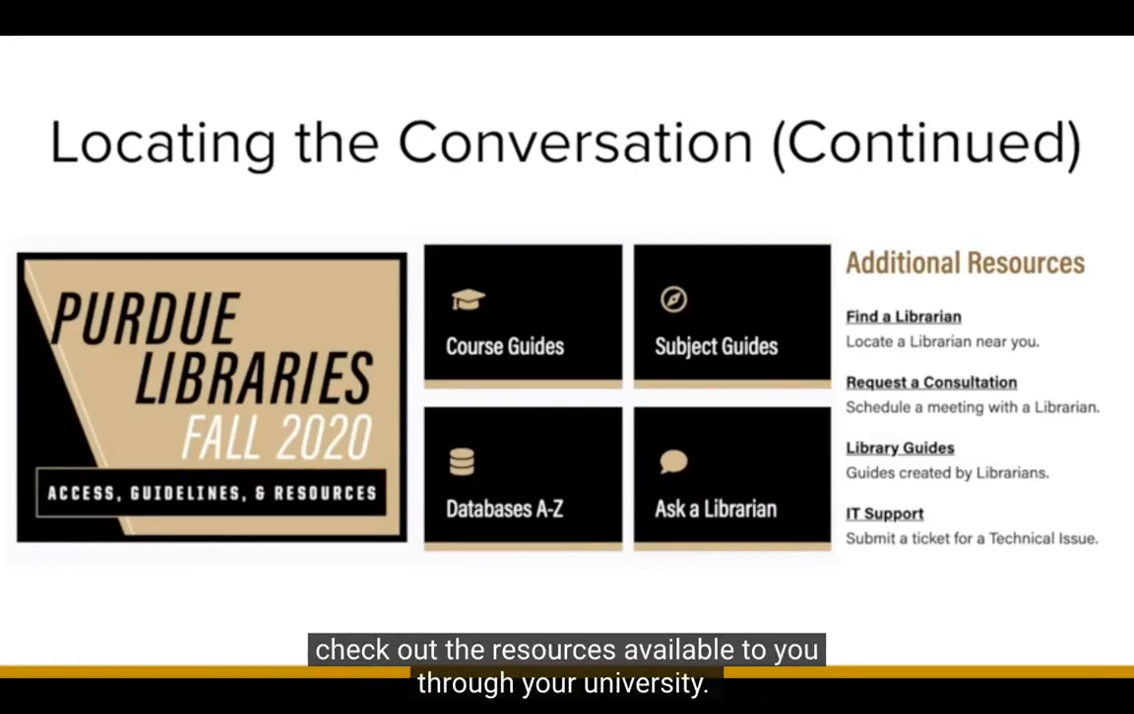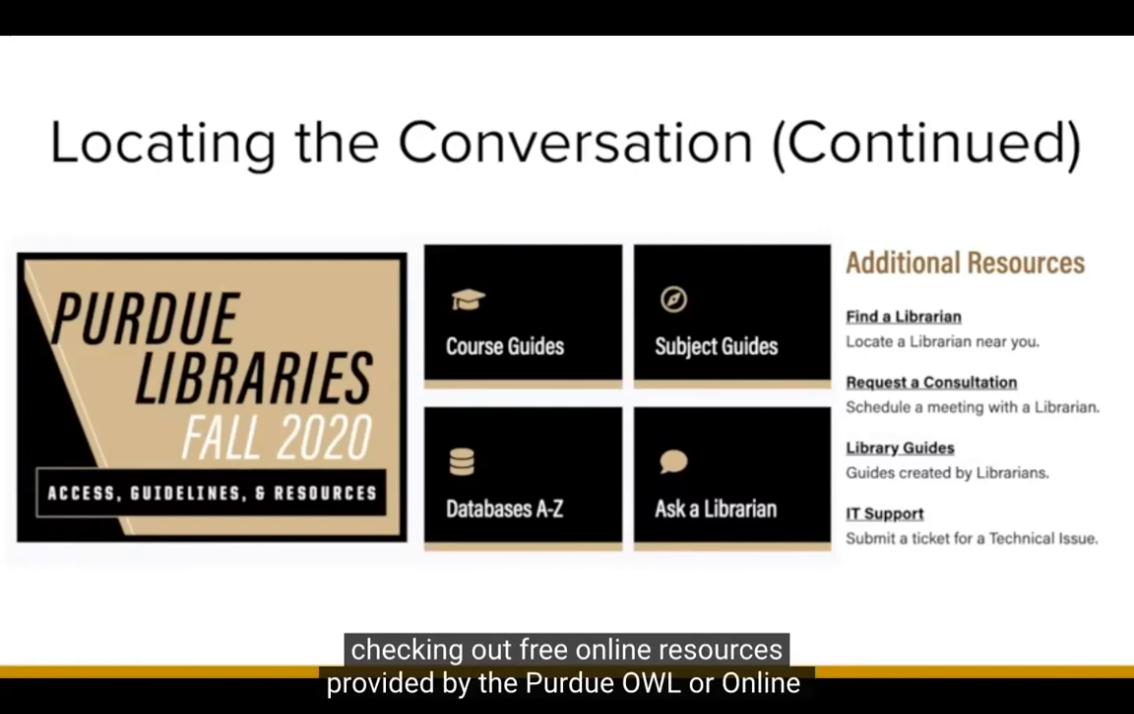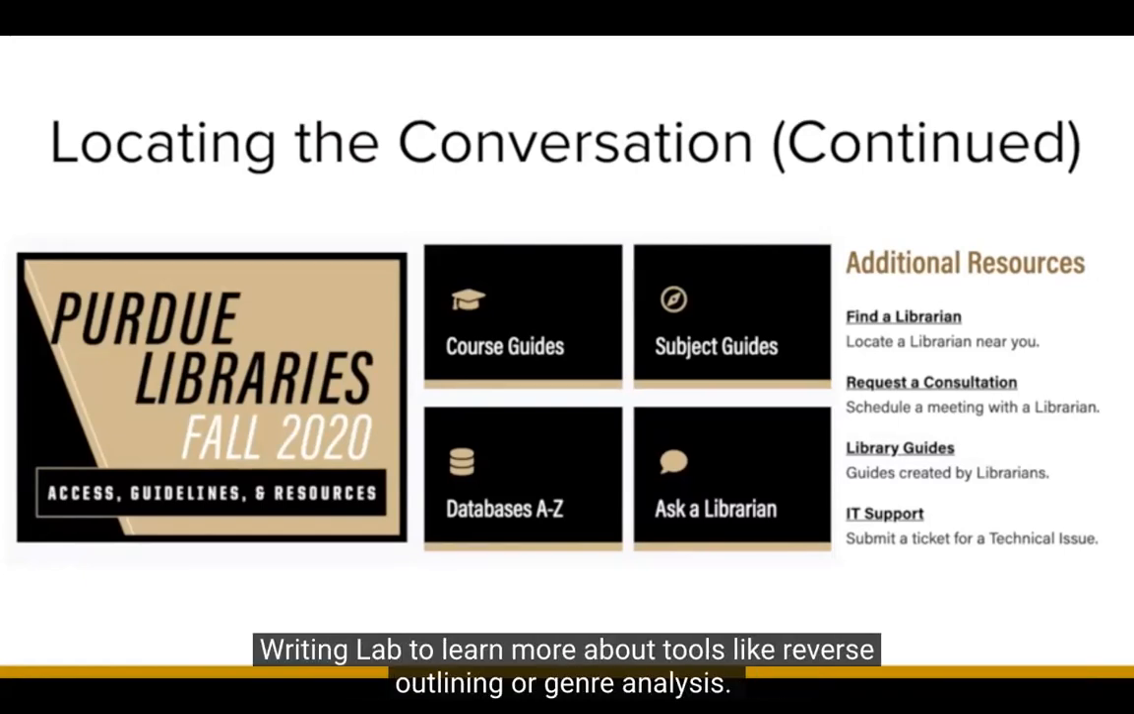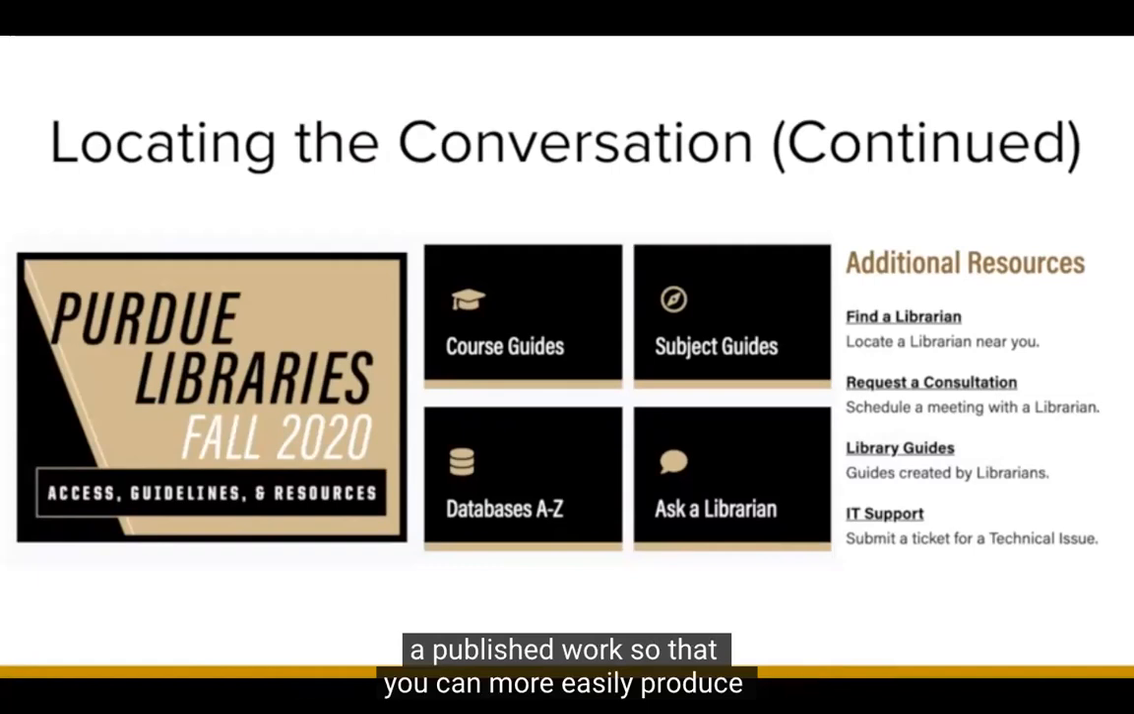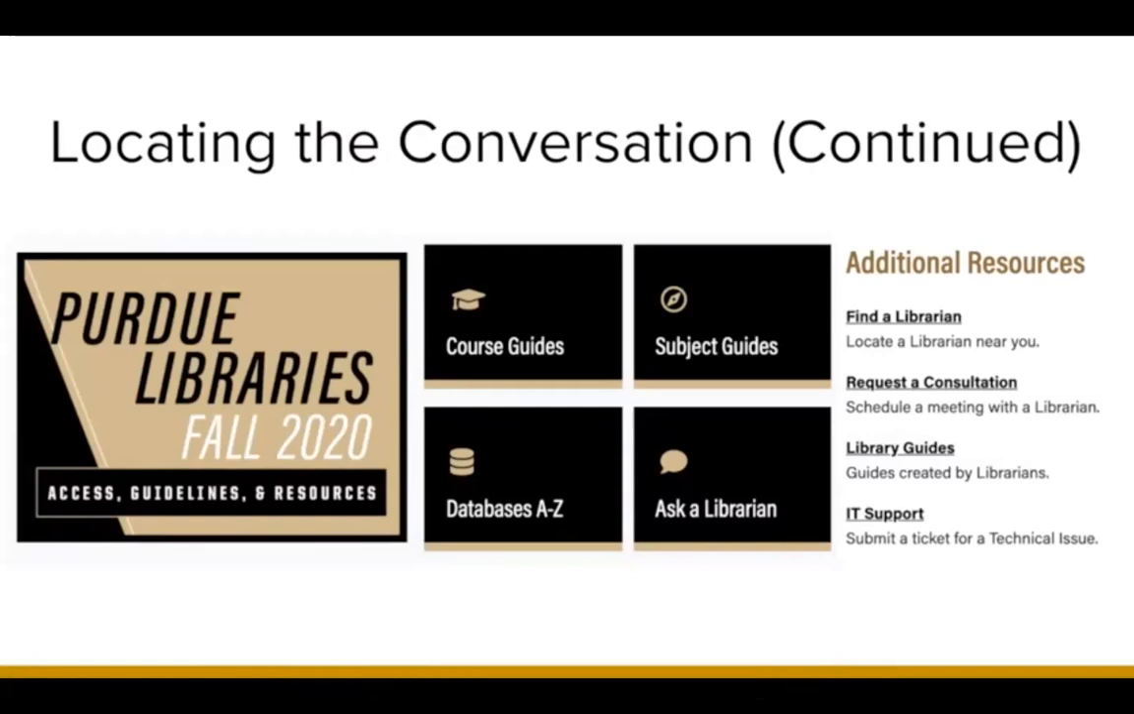Once you've found a few journal articles, you might also consider checking out free online resources provided by the Purdue OWL or Online Writing Lab to learn more about tools like reverse outlining or genre analysis. These tools are great ways to make sense of the different components that make up a published work so that you can more easily produce those components in your own academic writing.